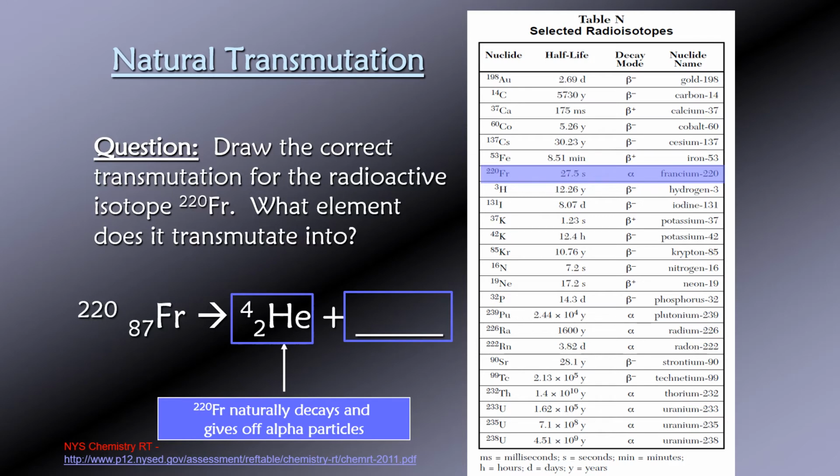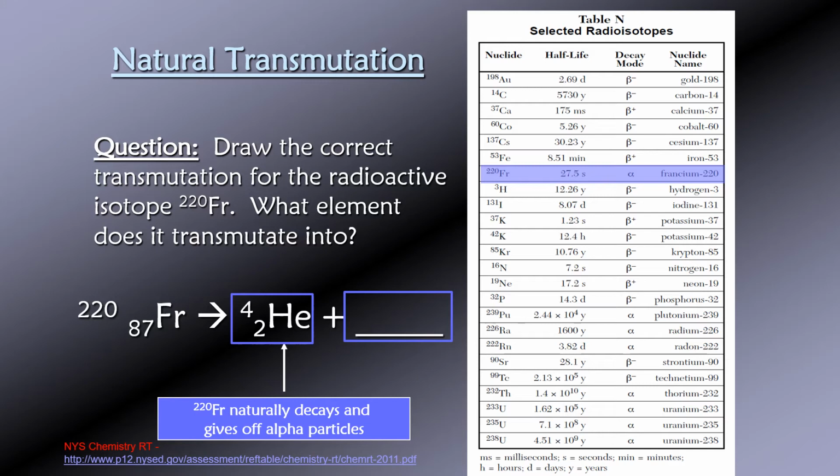an alpha particle. So to do that, remember that concept that we just discussed a while ago, that we want to make sure the mass and the charge on both sides of the equation is equal. So to do that, you count your mass and charge on both sides that you have right now. On the reactant side, your mass currently is 220 and your charge is 87. On the product side, your mass currently is 4 and your charge is 2. We want to make sure both of these sides have the same mass and the charge.